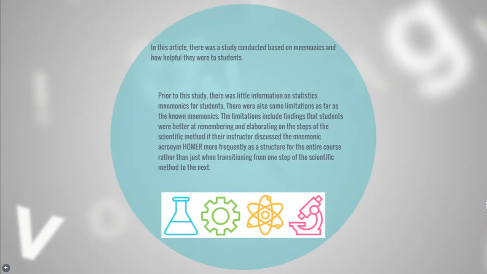In this article, there was a study conducted based on mnemonics and how helpful they were to students. Prior to this study, there was little information on statistic mnemonics. There were also some limitations as far as the mnemonics that were known. The limitations include findings that students were better at remembering and elaborating on steps of the scientific method if their instructor discussed the mnemonic acronym HOMER more frequently as a structure for the entire class, rather than just when transitioning from one step of the scientific method to the next.